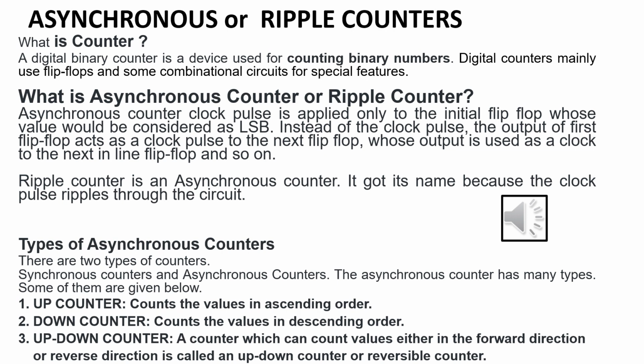There are so many types of asynchronous counters, but in our syllabus we are going to see about up counter, down counter and up down counter. Up counter means it counts the values in ascending order. Down counter means it counts the values in descending order. Up down counter means it can count the values either in the forward direction or in the reverse direction.